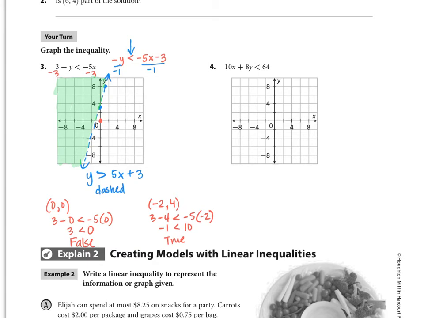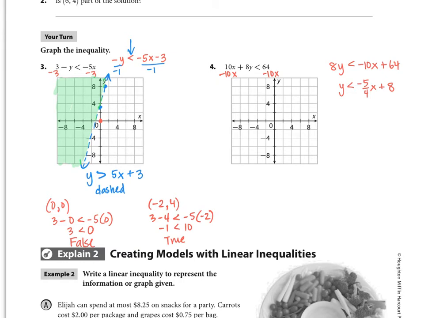Okay, number 4, please pause it and give number 4 a try. Okay, I'm going to solve for y, and let's subtract 10x on both sides. And I'm going to get 8y is less than negative 10x plus 64. When I divide both sides by 8, I'm going to get y is less than negative 10 over 8, which simplifies to negative 5/4 x, plus 8. Remember, dividing everything by 8.